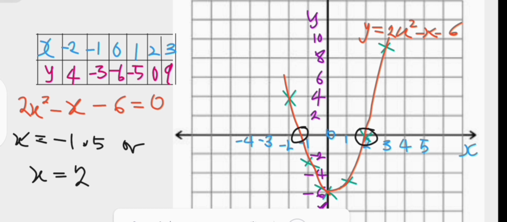In one of our next videos, we are going to show you how to use one of these popular graphing calculators to solve quadratic equations.